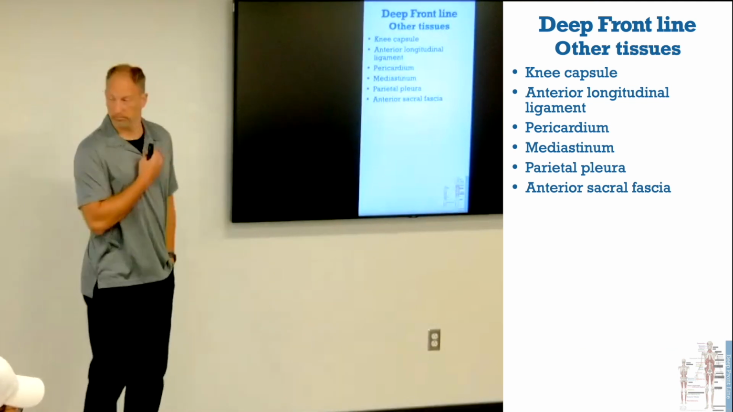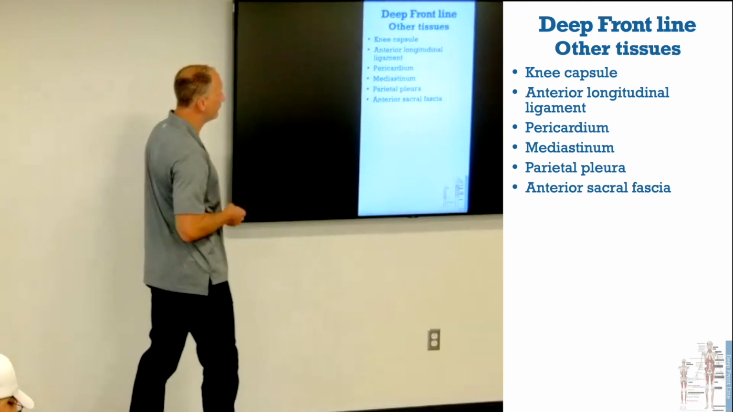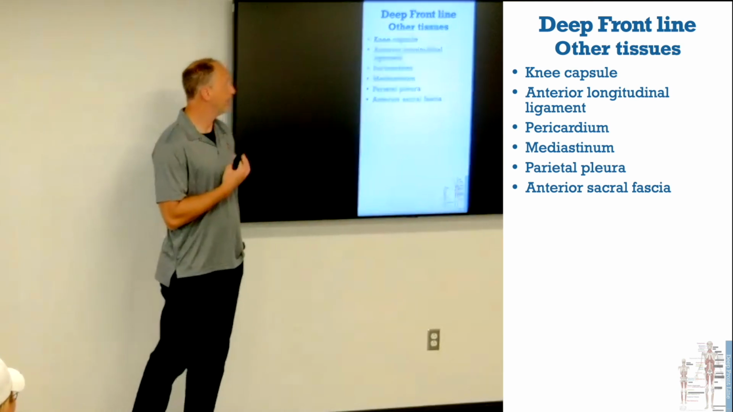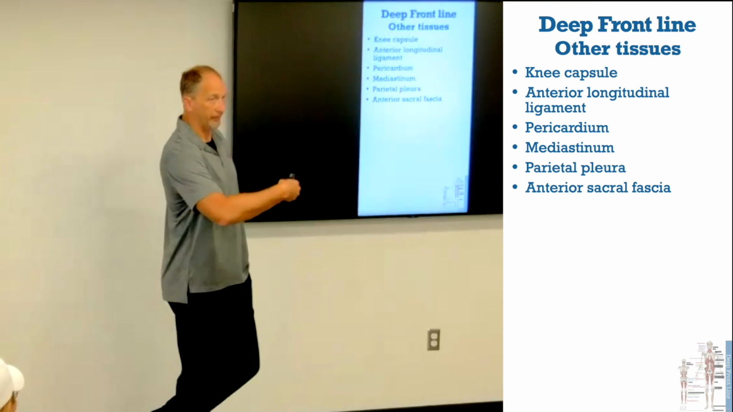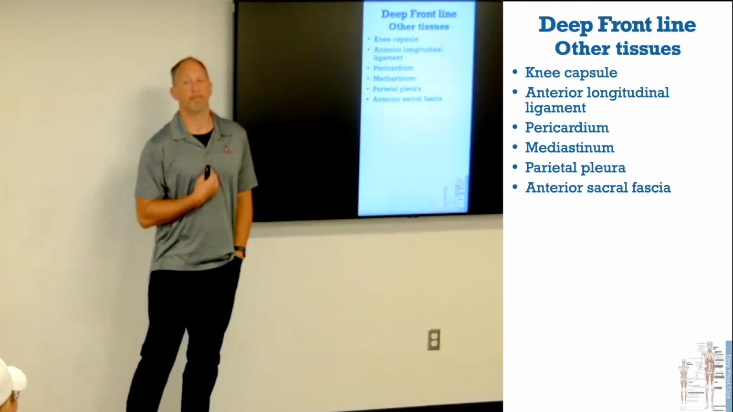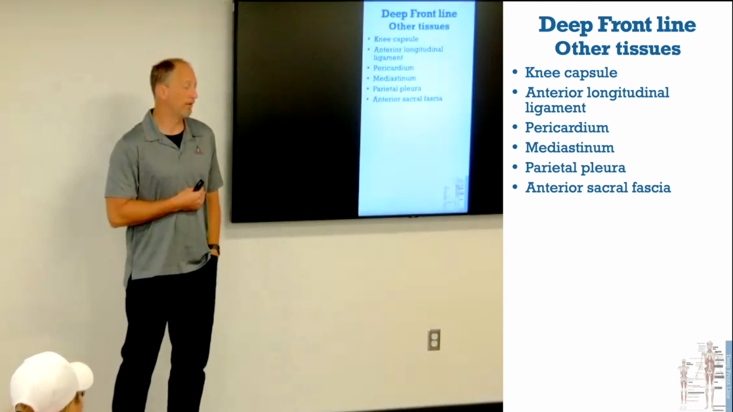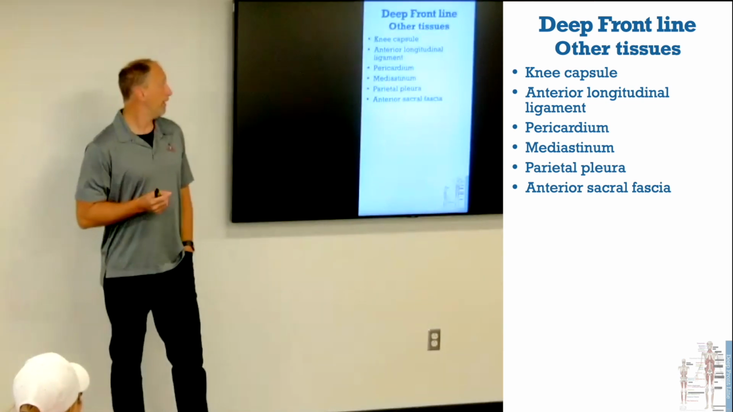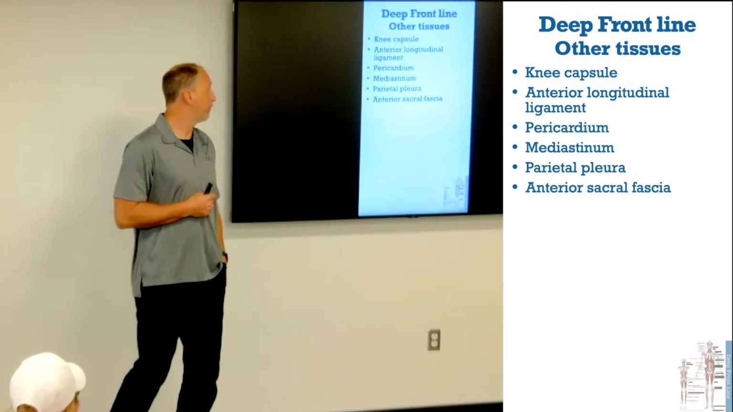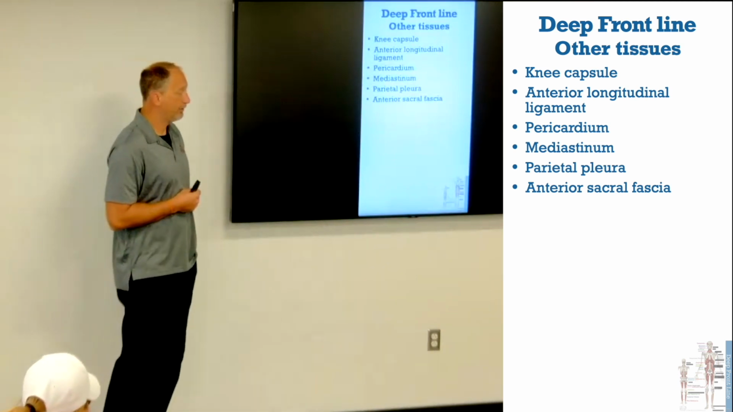So with the other tissues, the capsule of the knee, the joint capsule, the anterior longitudinal ligament of the spine runs basically from the front side of the sacrum all the way up the anterior side of all of the vertebral bodies up into the cervical spine, pericardium, mediastinum, parietal pleura, and then the anterior sacral fascia.